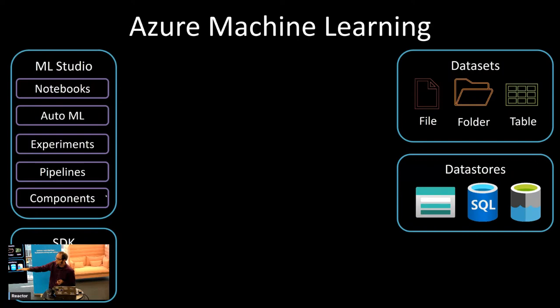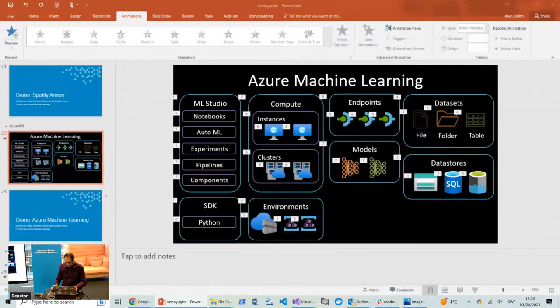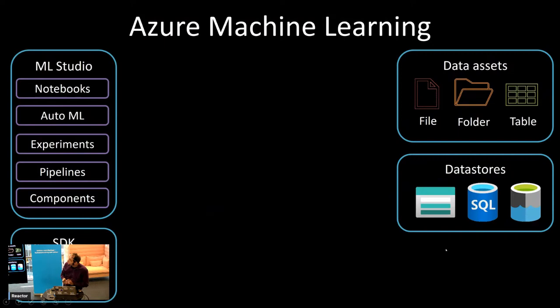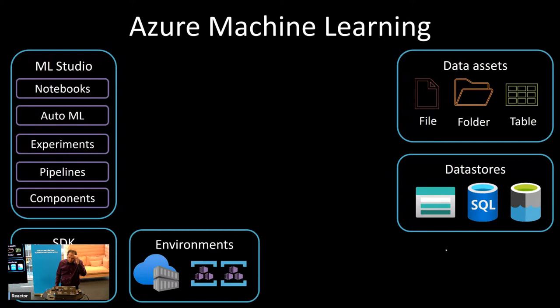So in here, a data set has actually been renamed to a data asset. So these are now data assets, I think. Two S's in asset. Yeah, so we think about these things as being data assets rather than data sets. I'm not sure why they made that change, but that doesn't contain the actual data. It just points to where the data is within the data store.